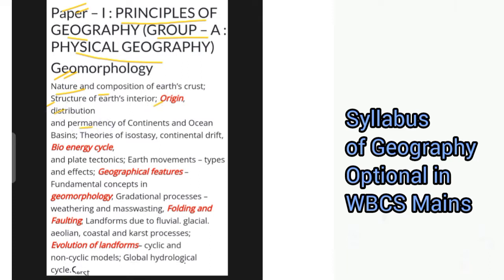and permanency of continents and ocean basins, theories of isostasy, continental drift, bioenergy cycle, and plate tectonics, Earth movements, types and effects, geographical features, then fundamental concepts in geomorphology, gradational processes, weathering and mass wasting, then folding and faulting, landforms due to fluvial, glacial, aeolian, coastal and karst processes, then evolution of landforms, cyclic and non-cyclic models, then global hydrological cycle.